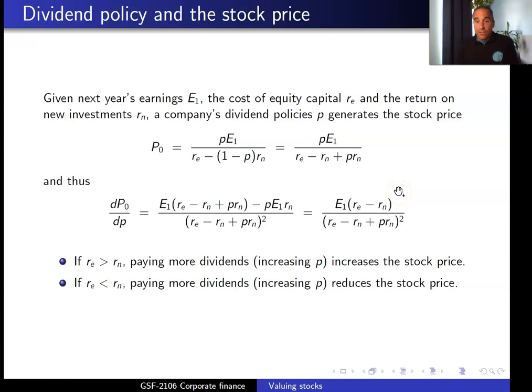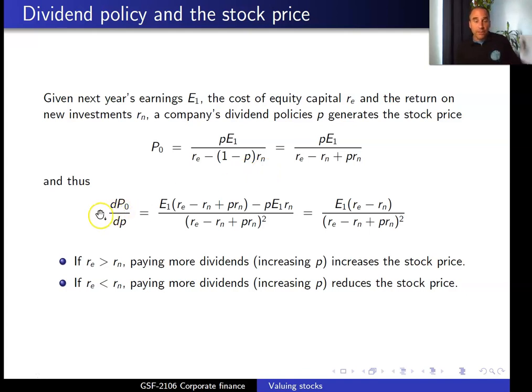Okay, so what conditions must be present for a change in dividend policy to increase the stock price? So given the coming year's earnings of E1, the cost of equity capital RE and return on new investments RN, the company's dividend policy generates a stock price given by P0 equals the payout times E1 divided by the cost of equity capital minus the growth rate. The growth rate is 1 minus the payout ratio times the return on new investments.